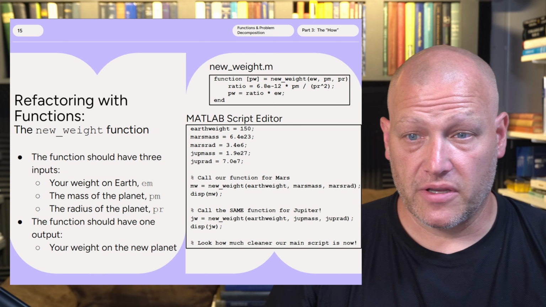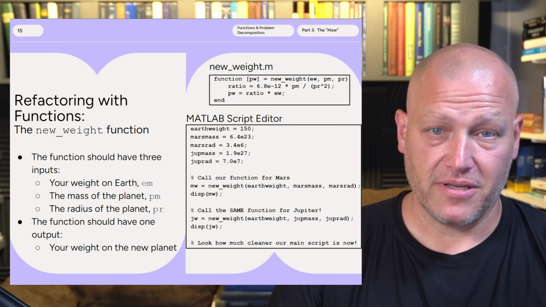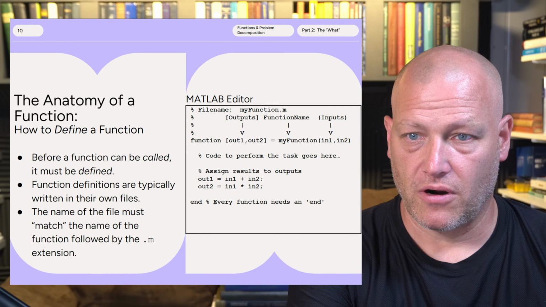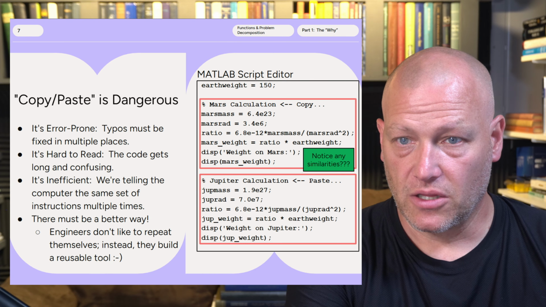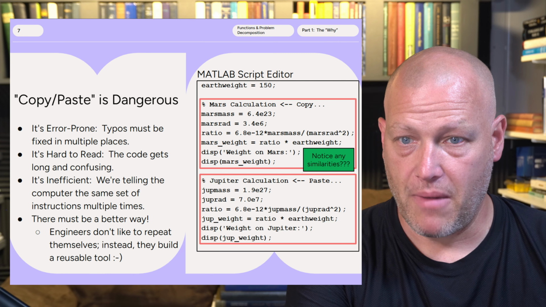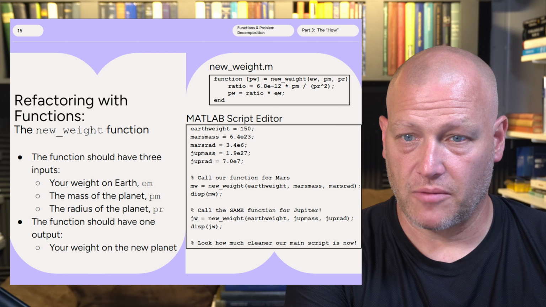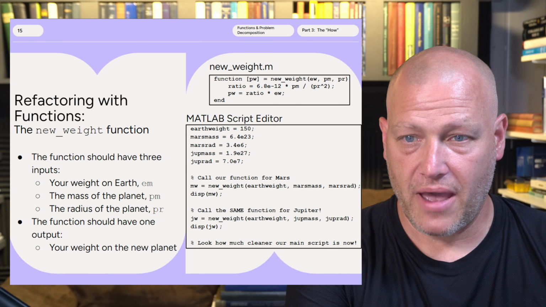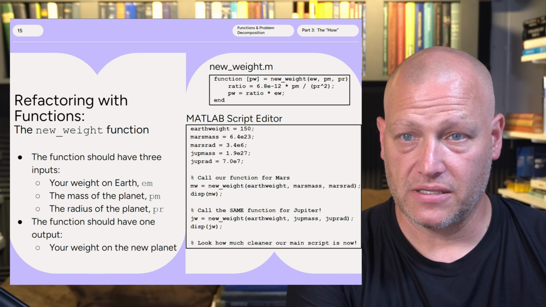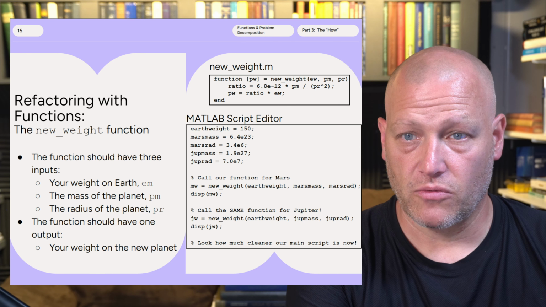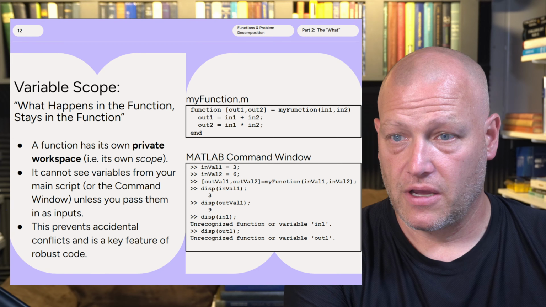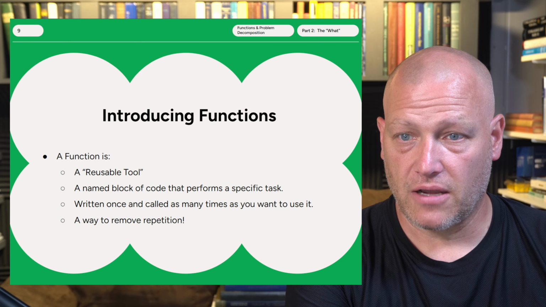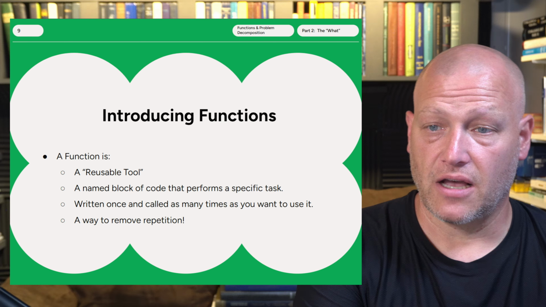So the thing to note here is how much cleaner our main script is. If you compare this script to the one we had before, look at that version with all that math, and then look at this new version with all that not math. There are a couple of function calls, but all the math is basically encapsulated in one place inside of this new weight function. And so we've done essentially what we talked about before: we have created a reusable tool, a named block of code performing a specific task. In this case, it's calculating a new weight.